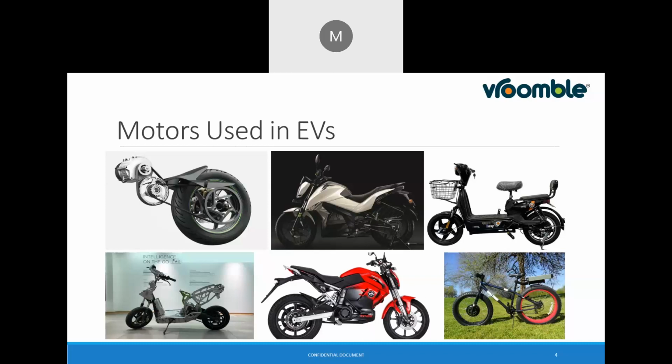And the last two, the black Luna type vehicle and the bicycle, are using a hub motor, right? A hub motor is basically the motor which is inside the wheel rim itself, and that is used for smaller or lightweight applications, you can say. They are also BLDC motors, right? So different applications, but the type of motor may remain the same, correct?